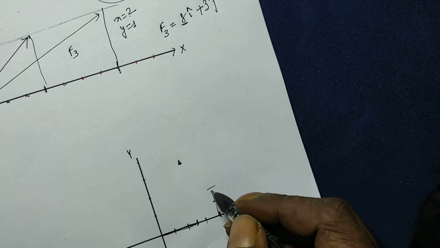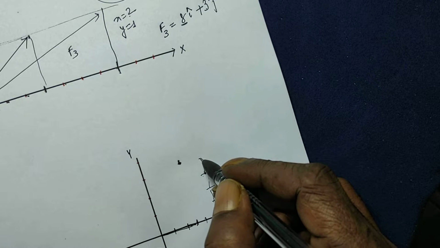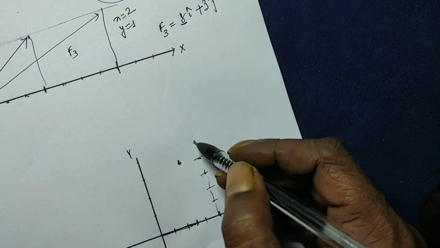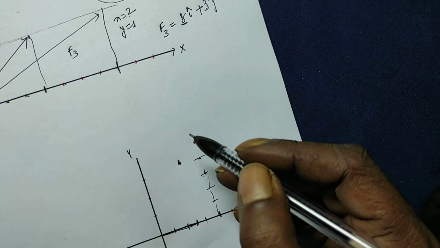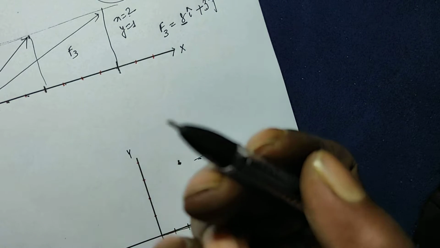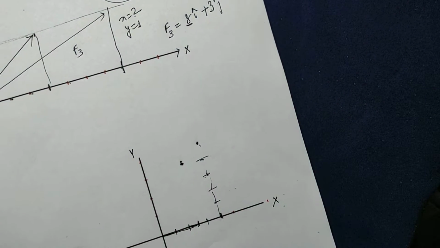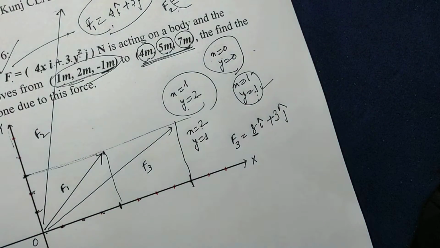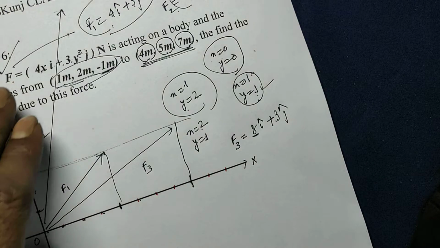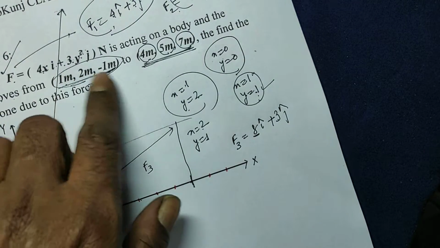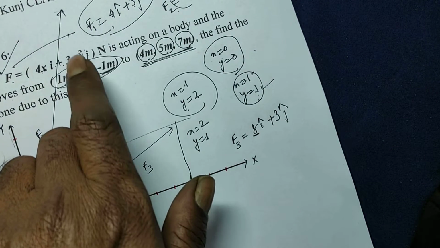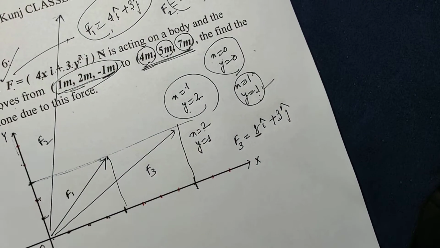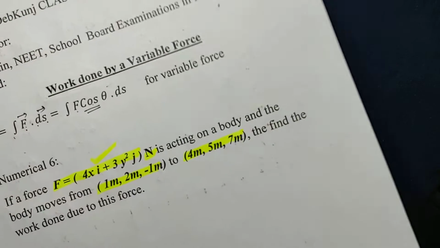1, 2, 3, 4, 5. Then 7 units from this point vertically upward, along the negative z-axis, is the tip of this position vector. So, are you clear about how this force is a variable force, and where these two points are in space? Now let us go back to solving the problem.